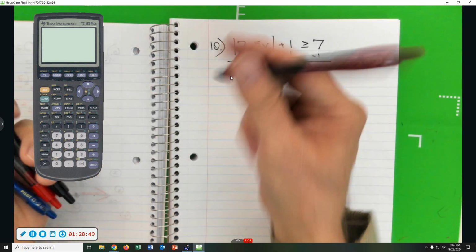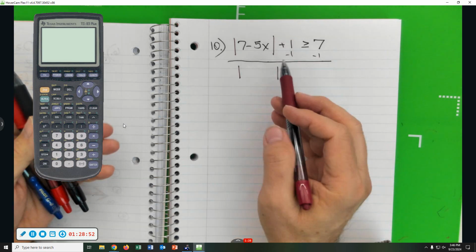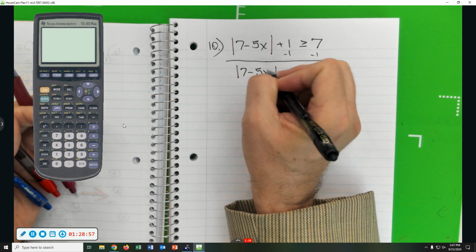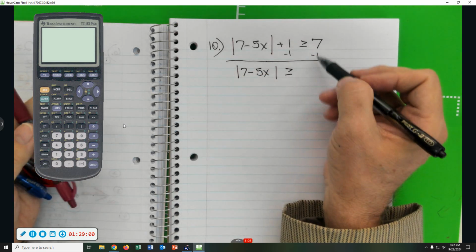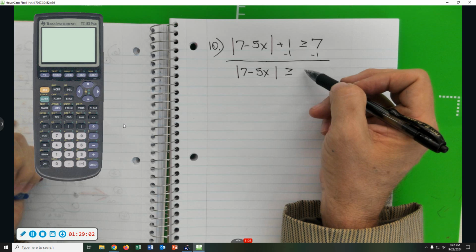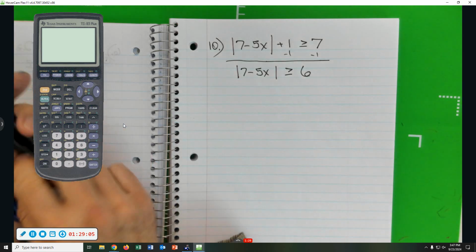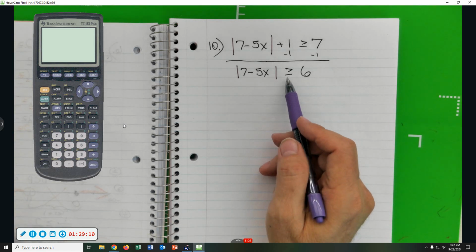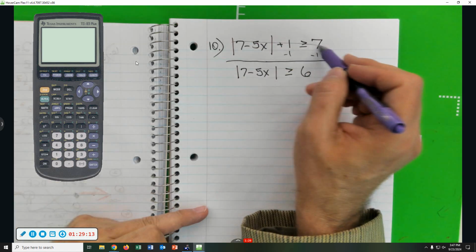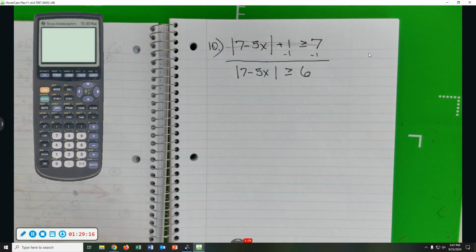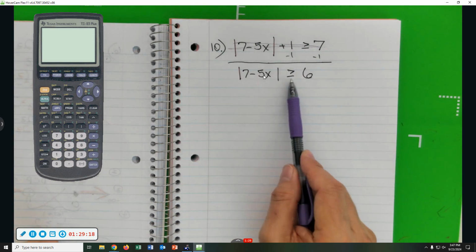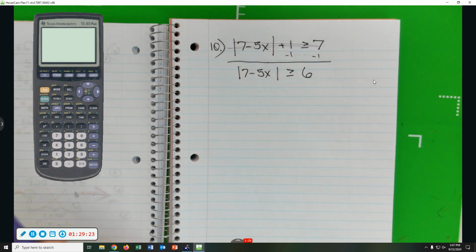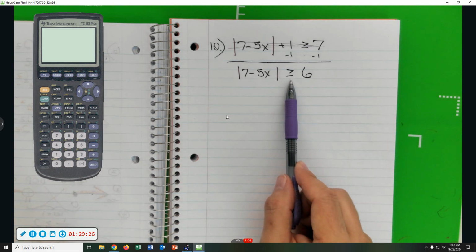So here's the problem. If my absolute value bars are not isolated at first, I'm going to isolate them. Instead of a 7 minus 1, what have I got? A 6. I'm going to isolate the absolute value bars, and then my advice to you: do not look back at the original problem. Get the absolute value bars by itself with the inequality, and then don't look back at the original problem. Pretend this is the problem you were given.